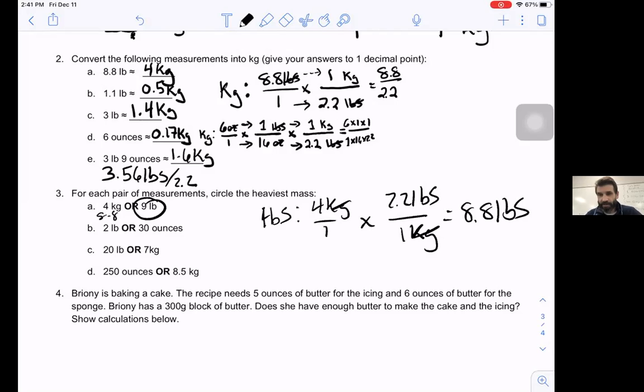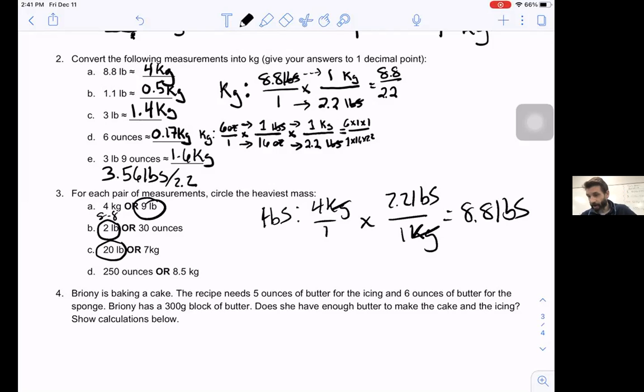Is 30 ounces or 2 pounds more? Well, 2 pounds is 32 ounces, 16 plus 16, or 16 times 2. So 2 pounds is more. 7 kilos is 7 times 2.2. We did that before, 15.4. 20 pounds is more. Oh man, 250 ounces or 8.5 kilograms.